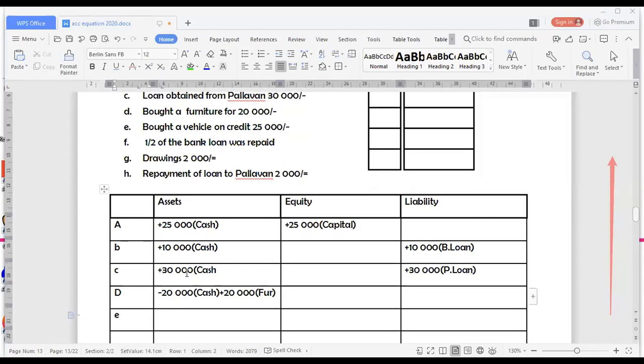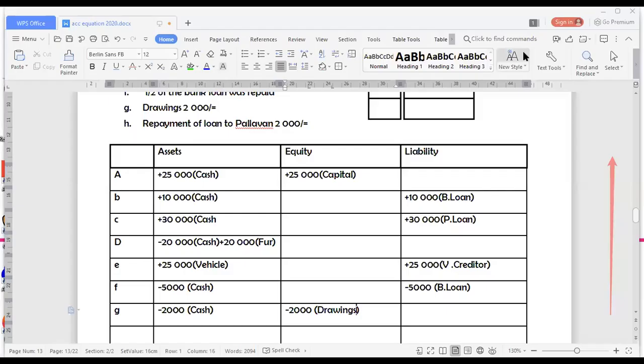E part. Bought a vehicle on credit 25. Bought a vehicle. So when you buy a vehicle, vehicle is an asset, right? So asset increases by 25,000. Vehicle. Can you tell me where the other effect is now? I have given only questions and answers.